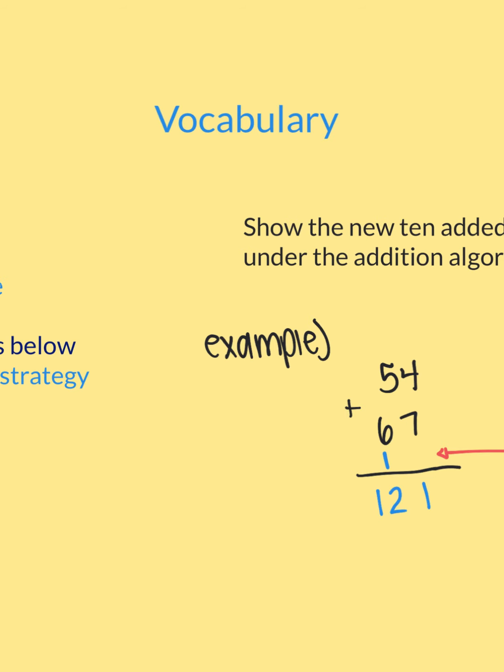7 plus 4, which is 11. So we take our 1 and put it here, and then add our new 1 under the addition algorithm. So now we have 50 plus 60 plus 10, which is 120. So when carrying over that 10, we place it below the problem.